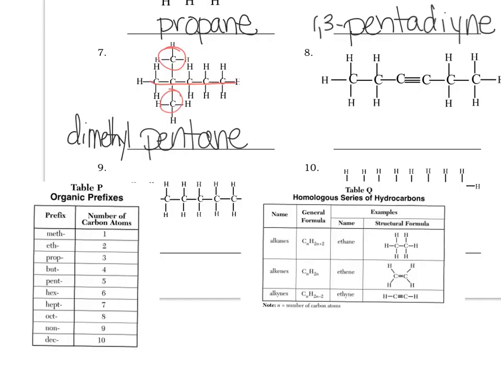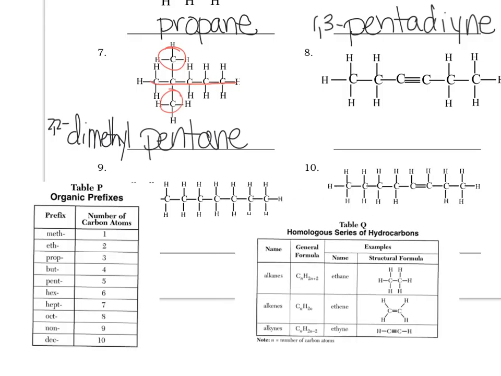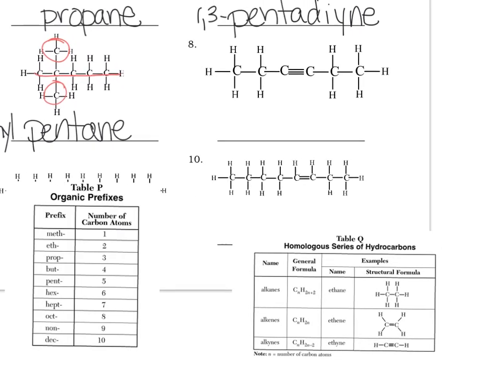So we're going to count our carbons. If I count from this side, it's 1, 2. They're both off the 2nd carbon, where from this side it would both be off the 4th. So we're going to use the 2nd. And you do actually need to have 2 addresses, 2,2-dimethylpentane. On to number 8.